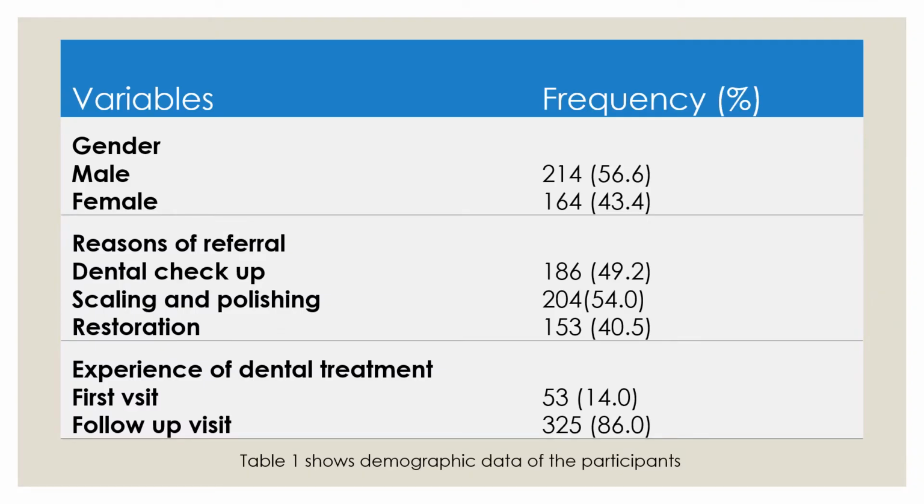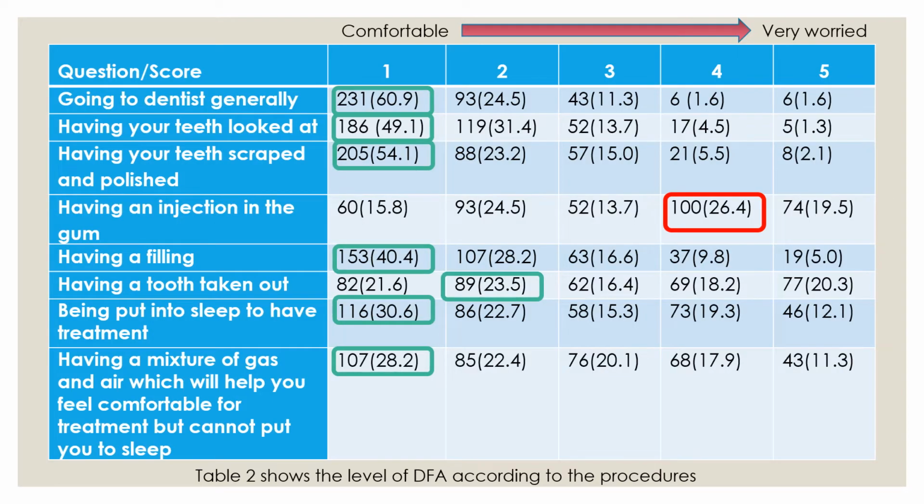Table 1 shows the demographic data of the participants. Table 2 shows the level of DFA according to the procedures. Most of the participants feel comfortable seeing dentists, having examination, scaling and filling. About 26.4% of the participants are worried a lot about having the injection at the gum. About 30.6% of participants are comfortable with procedures under general anesthesia and 28.2% of them are comfortable with inhalation sedation.